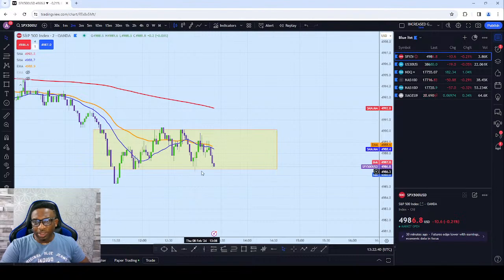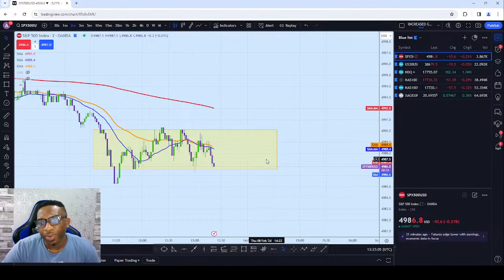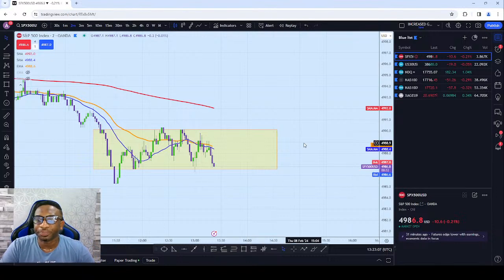Had it not been just this up and down that it's doing, if we do a test on here, you realize that this would have been an entry. But because it's just in this box playing in this trading range, as I said, it's better we stay away until we get a proper move.